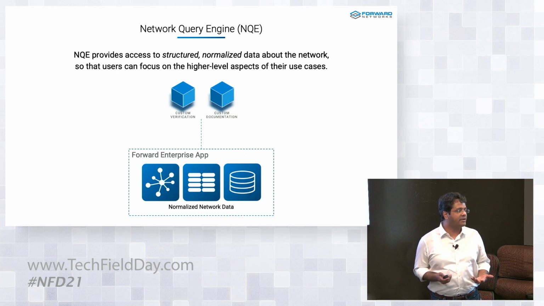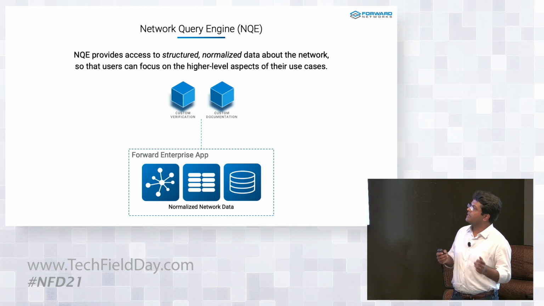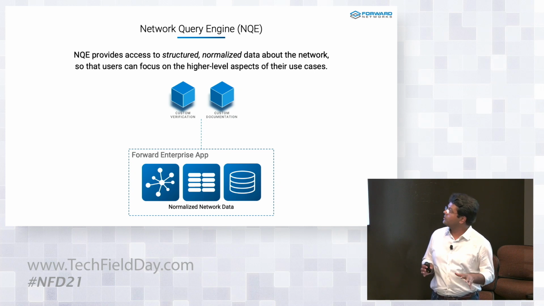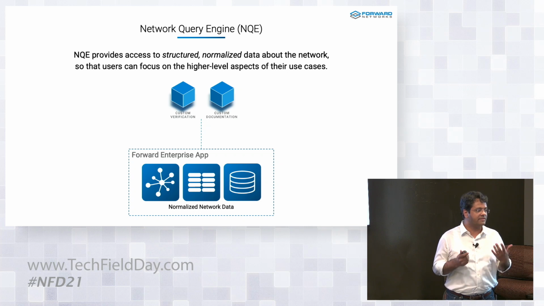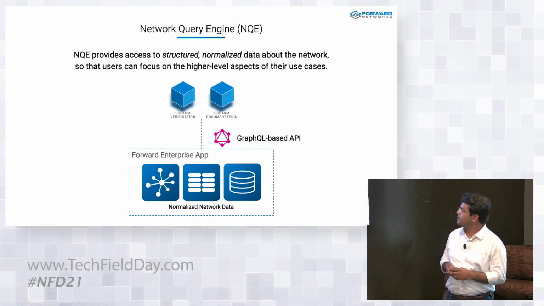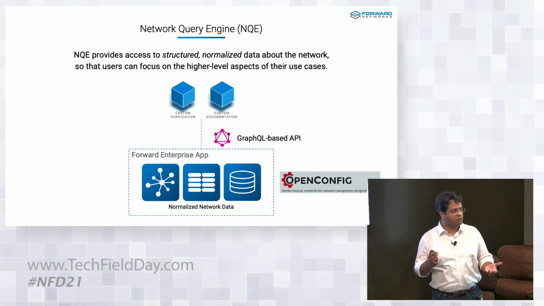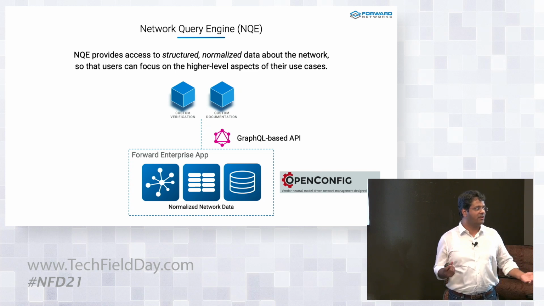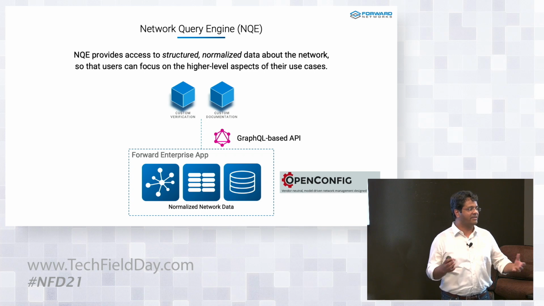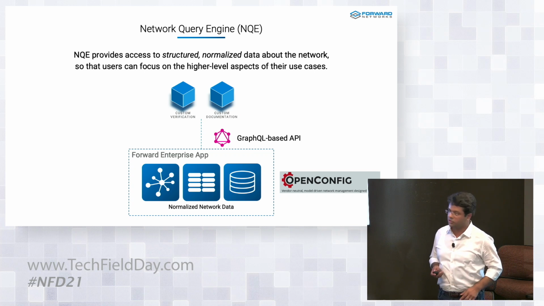And this is what motivated us to build Network Query Engine, or NQE. Very quickly, NQE provides access to structured, normalized data about the network so that users can focus on the higher level aspects of their use cases, the things that really matter for them. We launched NQE in January. NQE exposes the structured normalized data via a GraphQL-based API to the users. For the data schema itself, we chose to base it on the OpenConfig Yang models because the OpenConfig community had done all the hard work in defining these vendor-agnostic models, and we didn't really have to reinvent the wheel here. So that was NQE in short.